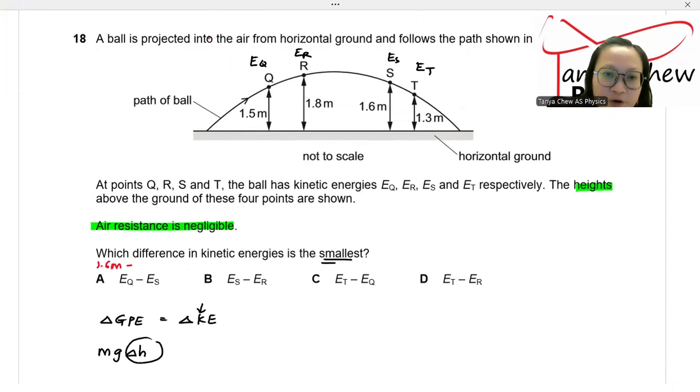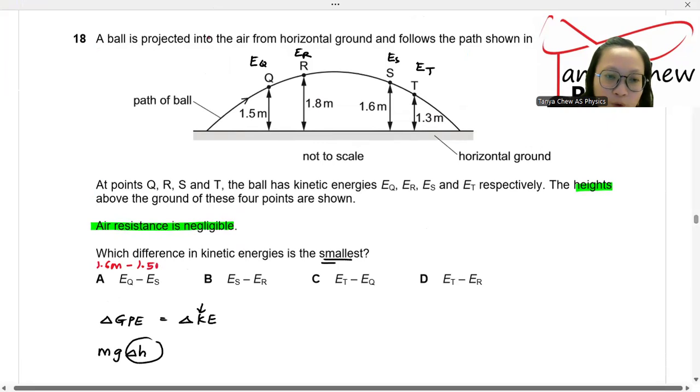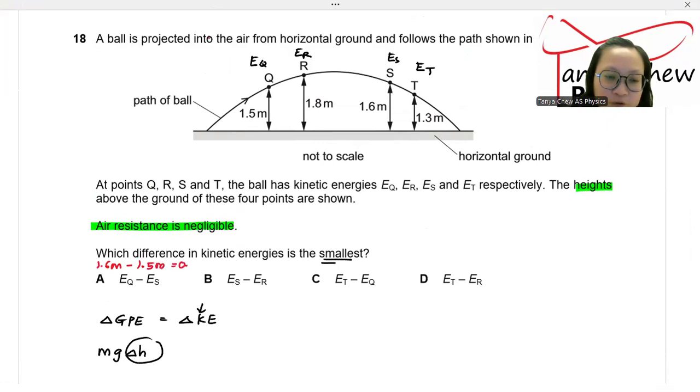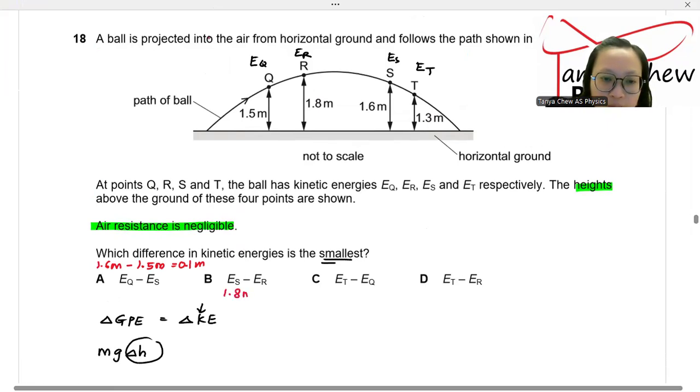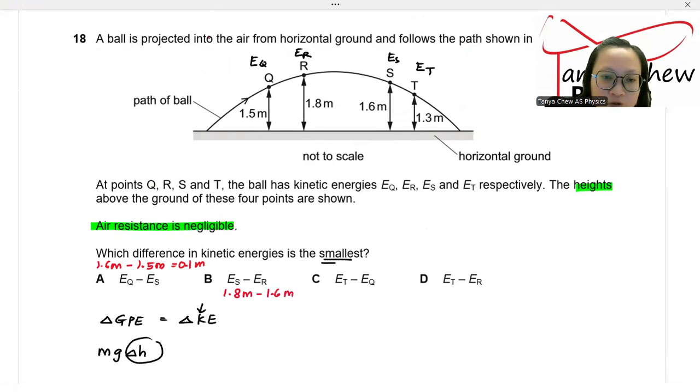ES is 1.6 meter. EQ is 1.5 meter. No problem. Take a big value minus a small value. So you get 0.1 meter. ES and ER. ES is 1.6. ER is 1.8. So 1.8 meter minus 1.6 meter. So you get 0.2 meter.